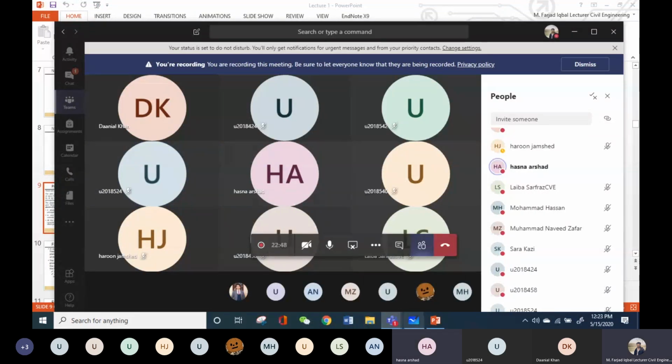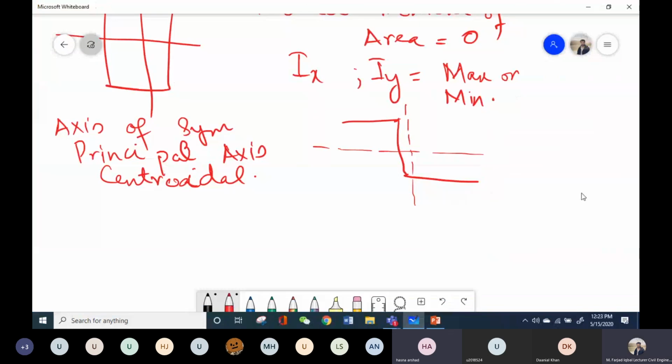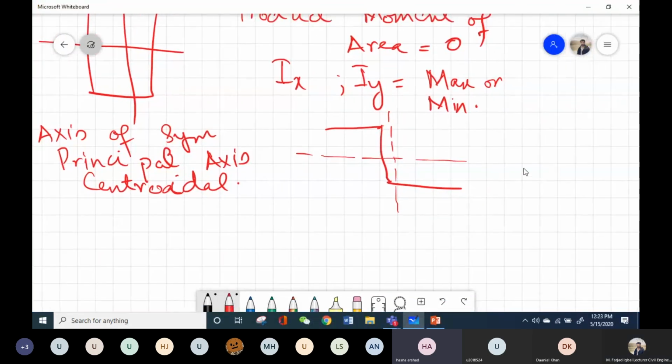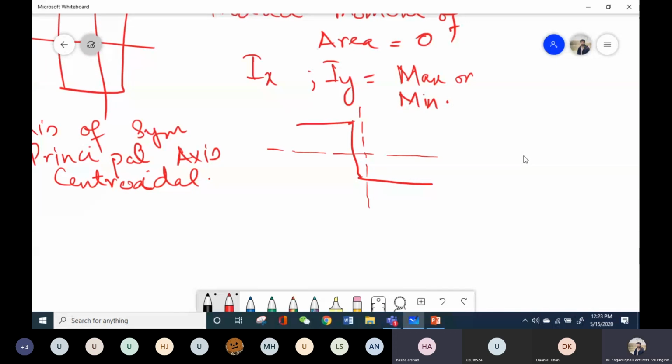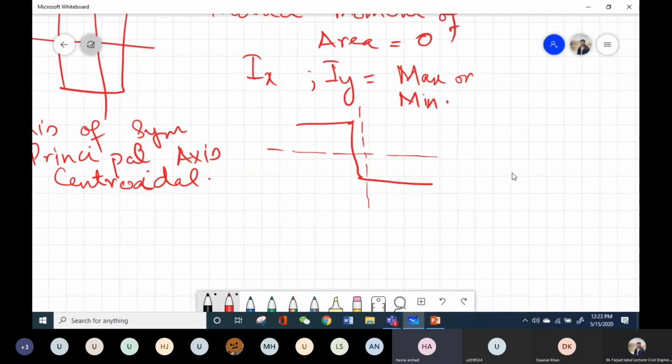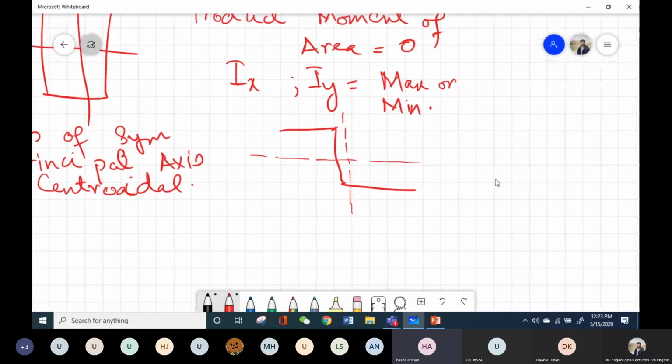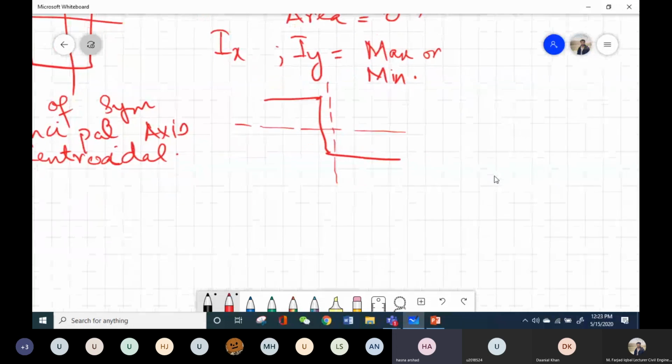Sir, I think it will, because the principal product moment of area is 0, so it won't be... I think, sir, the product moment of area will not be 0.